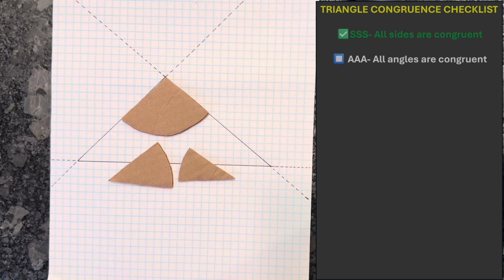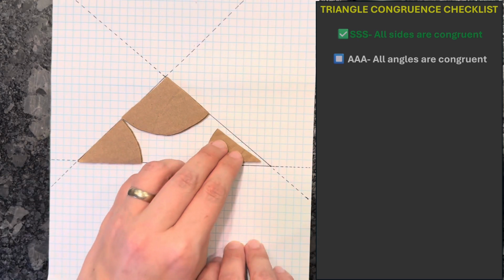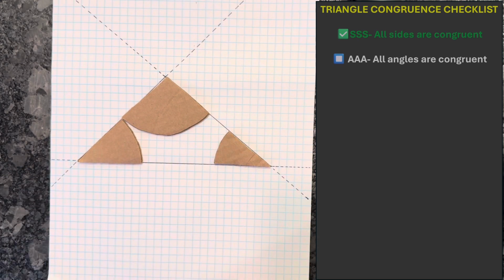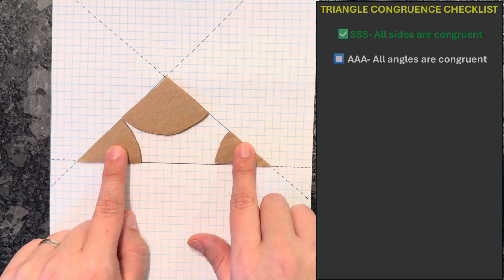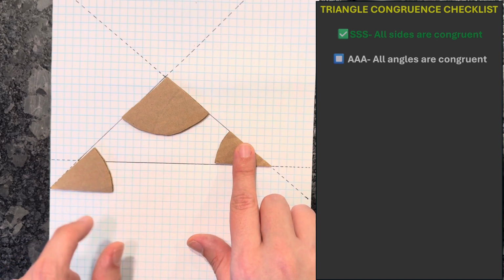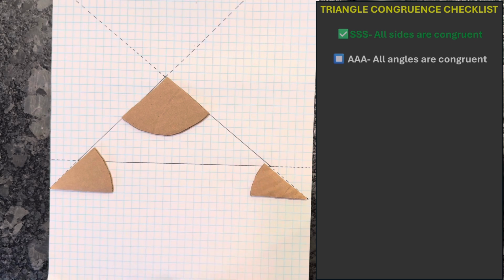Now let's try forming a triangle using only 3 angles. At first, it might seem like we can just align the angles and call it a day. But here's the problem. I can spread the angles further apart or closer together, making larger or smaller triangles that still have the same angle measures but different side lengths. Since the triangle size isn't locked in, AAA does not guarantee congruence.